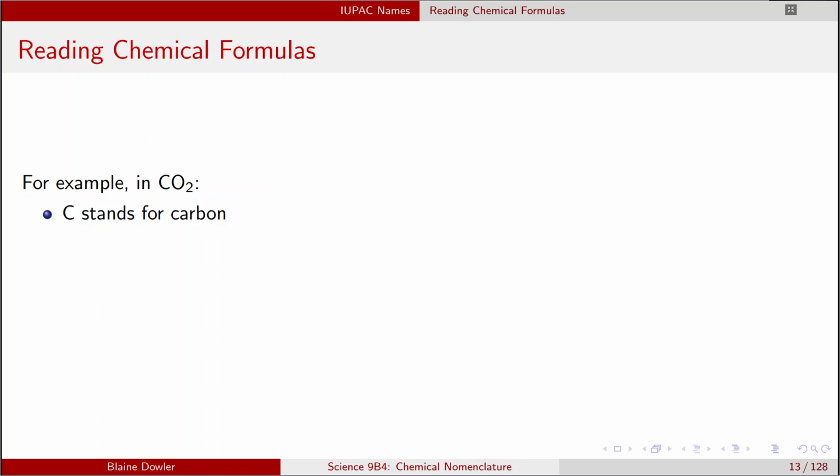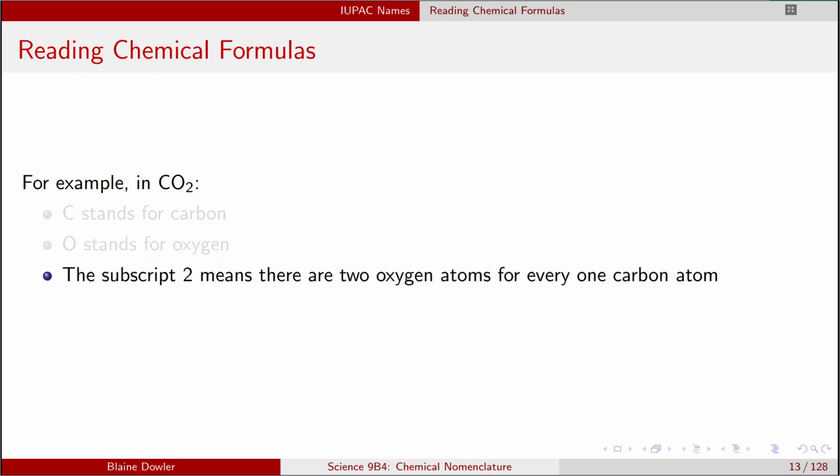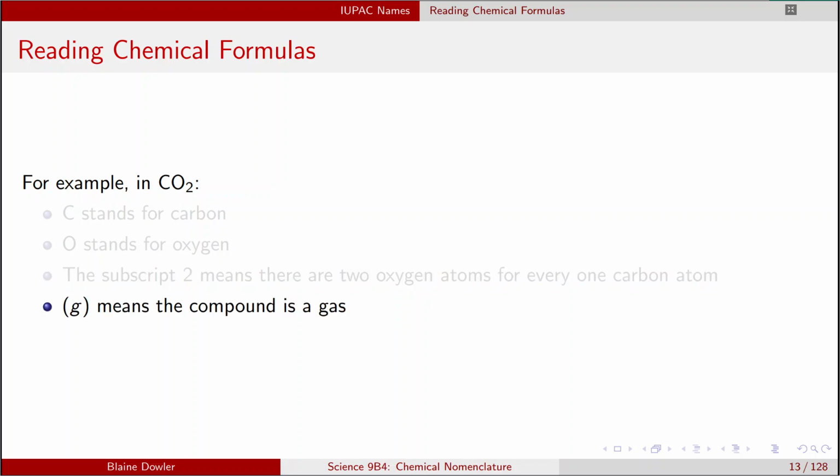For example, in CO2, the C stands for carbon. O stands for oxygen. The subscript 2 means there are two oxygen atoms. C does not have a subscript, so there's one carbon in each molecule. G would mean the compound is a gas.